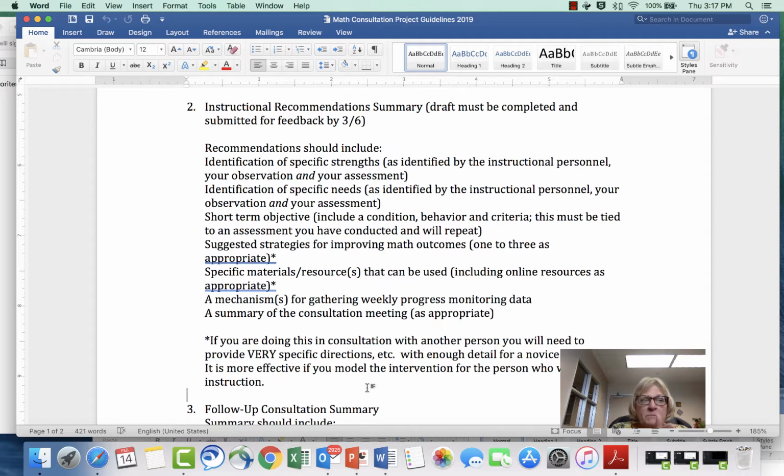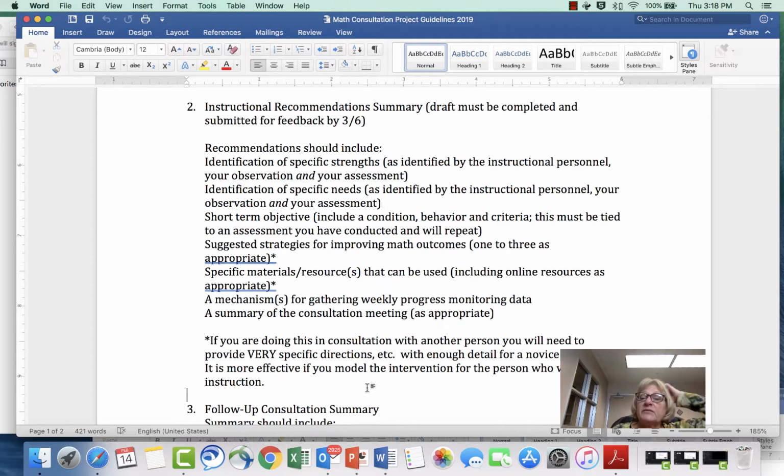But again, your condition is what kind of intervention you provided. Then your behavior is a certain performance on the assessment, and the criteria is whatever that score is going to be, okay? You can use one subtest or more than one subtest, depending upon what you think is appropriate for the student and how much time you have to work with them.